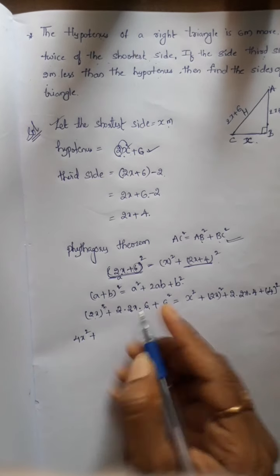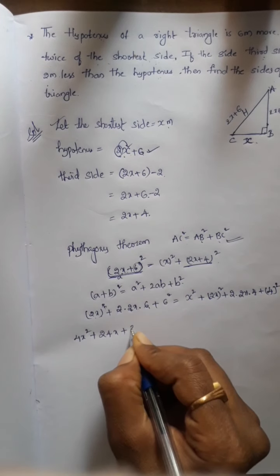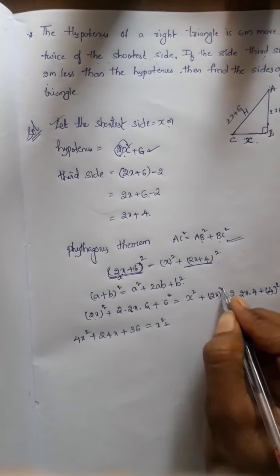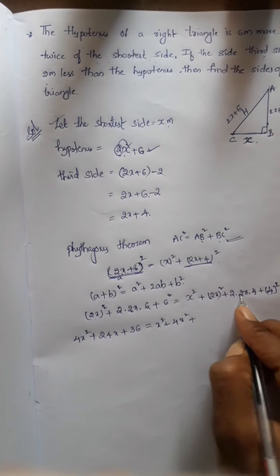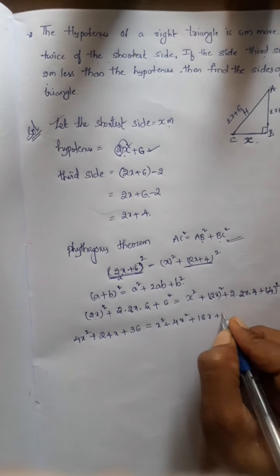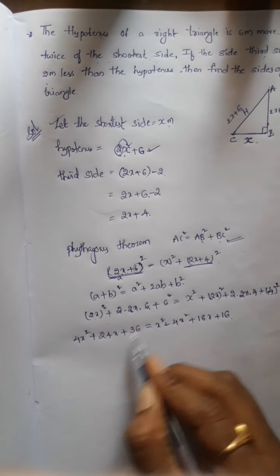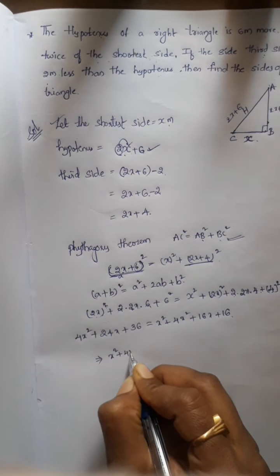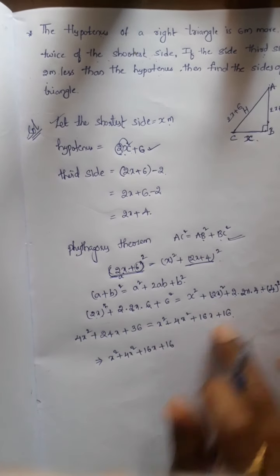2 2s are 4, 4 6s are 24x, plus 6 square gives us 36 is equal to x square plus, again, 2 square 4x square remains, x square plus 2 2s are 4, 4 4s are 16x, plus 4 square gives us 16, right? Now I am taking all the terms to the right side. So x square plus 4x square plus 16x plus 16. This is as it is, right?